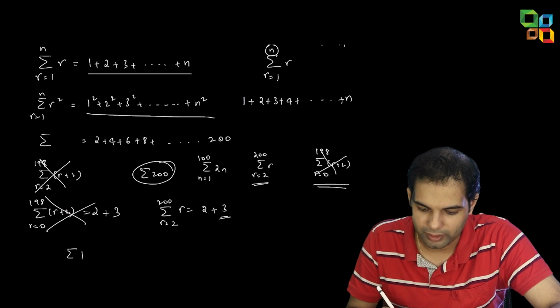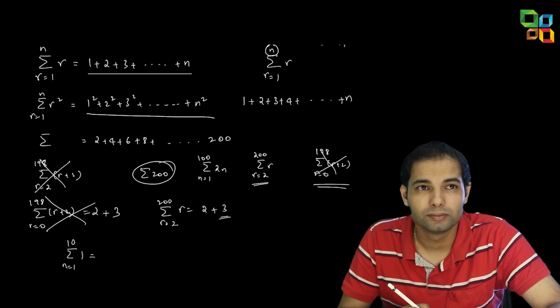For example, I can have summation of 1, n equal to 1 to say 10. Can you tell me what this is equal to? Anybody? 1 plus 2 plus 3. No. This is 10, sir. The sum is 10. 1 plus 1 plus 1. Why?